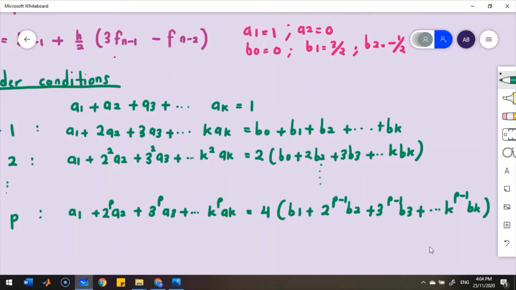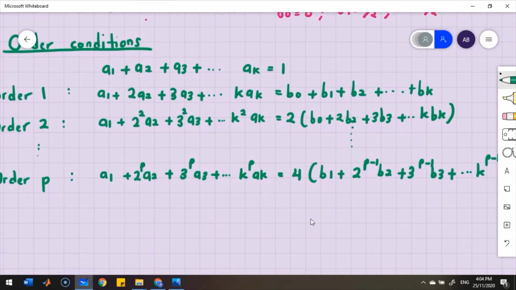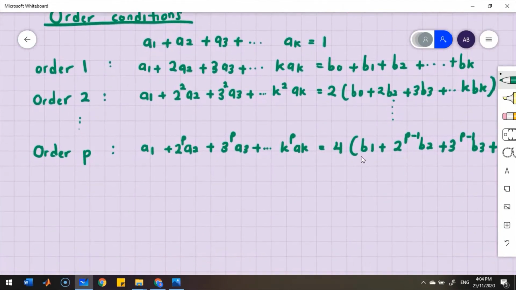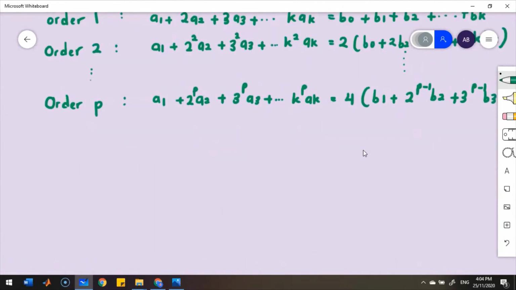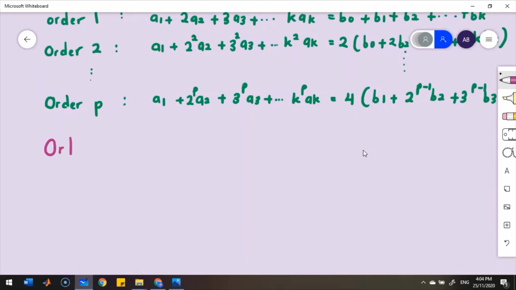So this is for order p. Now let me tell you when this order condition is useful. If you have an order 3 method, for example, you have an order 3 method.